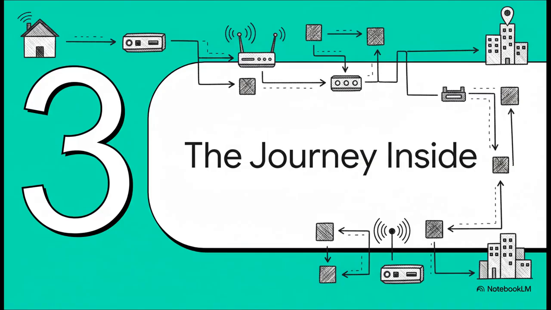Okay, let's take stock. Our little data packet now has a return address and a destination address. It's all packed and ready to go. But its first big challenge isn't out on the internet. It's navigating the internal roads of your local network. This is the journey inside the house.